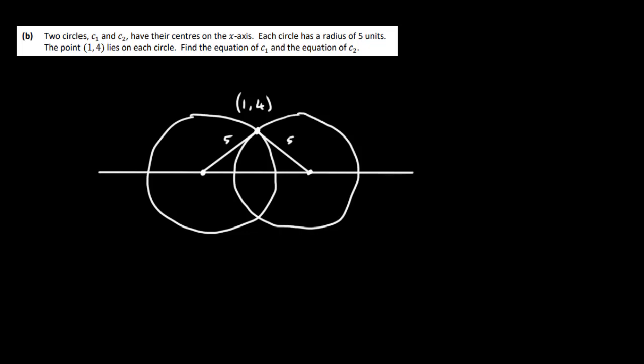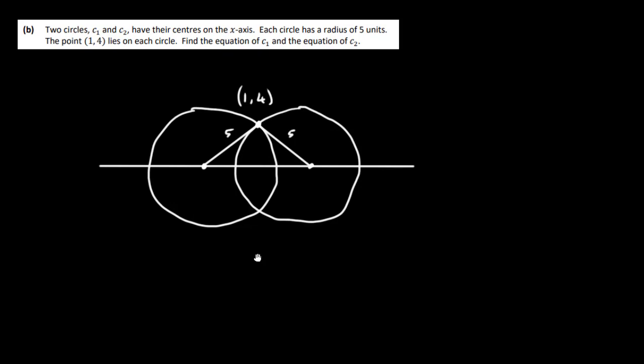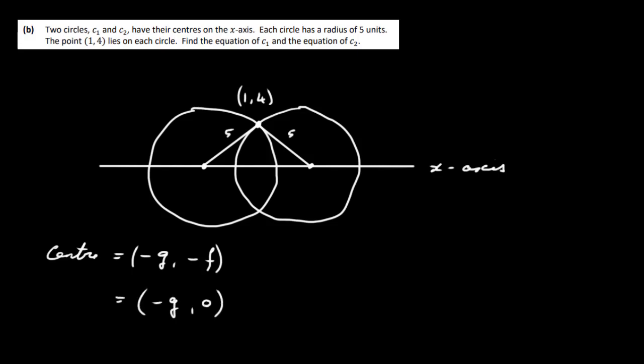Okay, so there are a few ways of doing this, but the easiest way is probably just to have a look at the center and the point (1, 4). The centers of these circles are going to have coordinates (-g, -f). But both of these circles are on the x-axis, so therefore f is just going to be 0. So the centers of these circles are going to be (-g, 0). Now we know that the distance from the centers to (1, 4) is going to be 5 units.